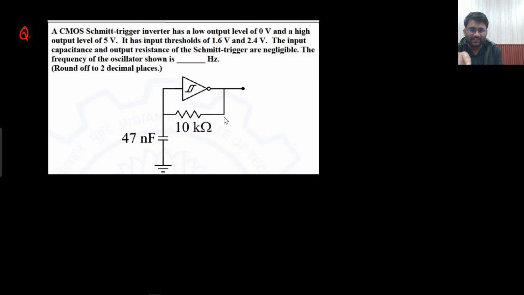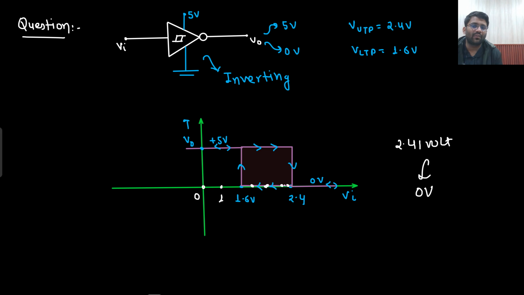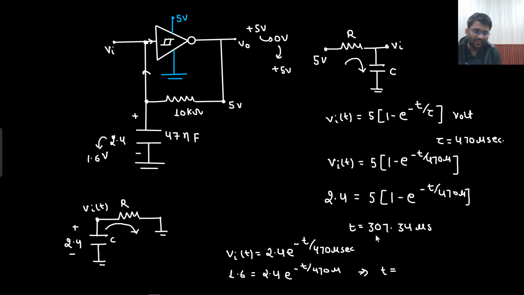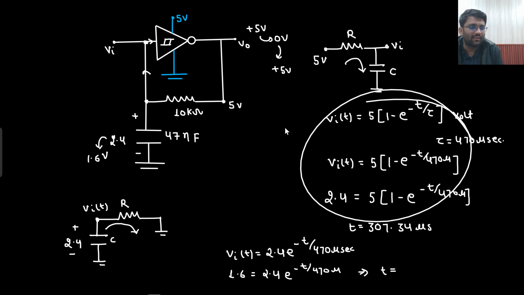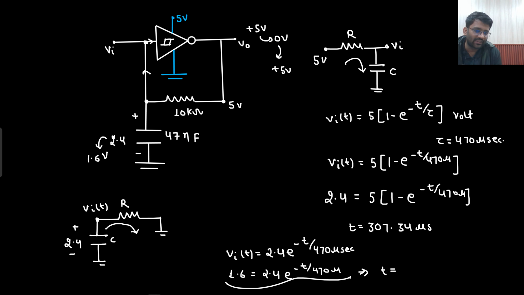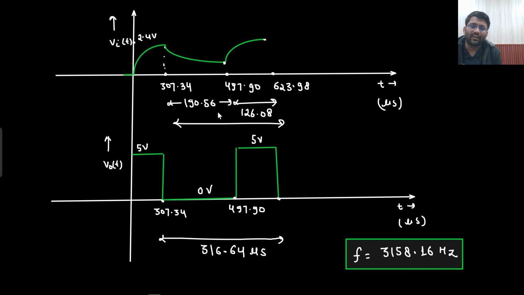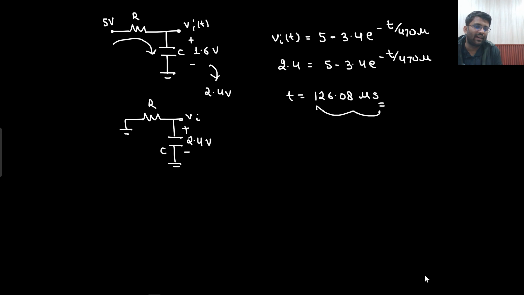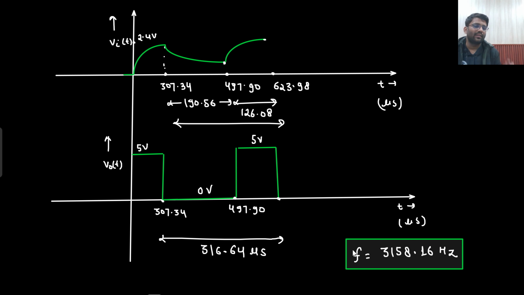Then after reaching 1.6, 5 volt would come and it will again charge. So I will analyze only 2 cycles, and I will be able to get this time value. I will avoid this step and directly go to this particular step. For the discharge equation, I will write it down and get the value of t. Then in this waveform, I would know that the value of t comes out to be 190.56 microsecond. Then this particular equation will be my concern, and I will get the value 126.08. I will simply add them up and get the final answer.